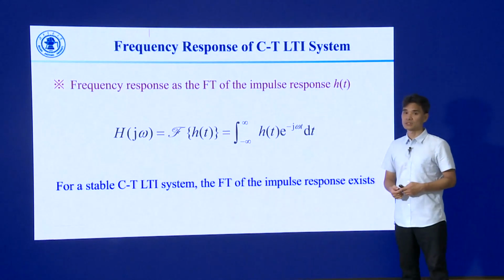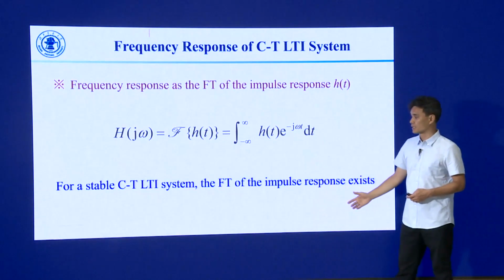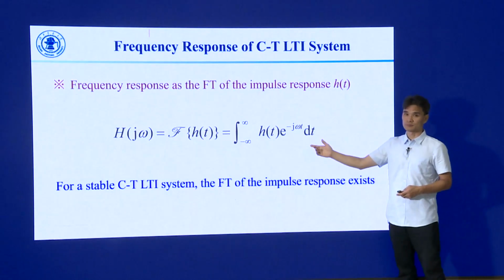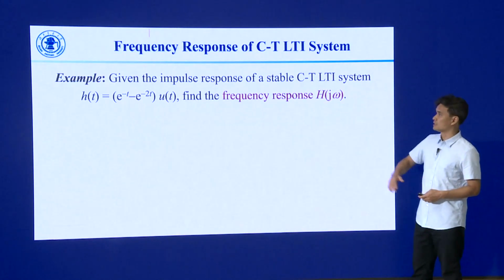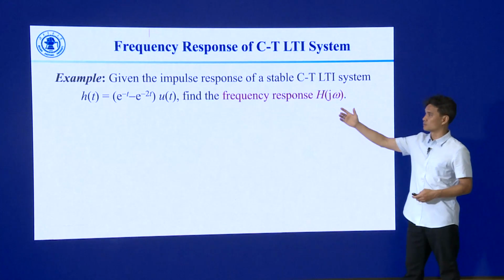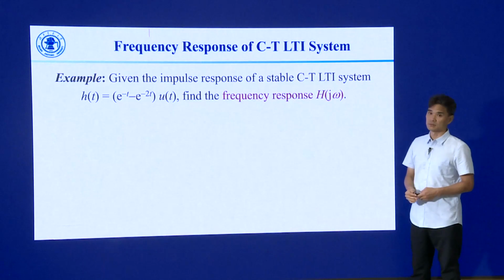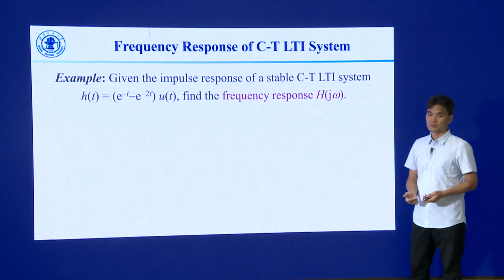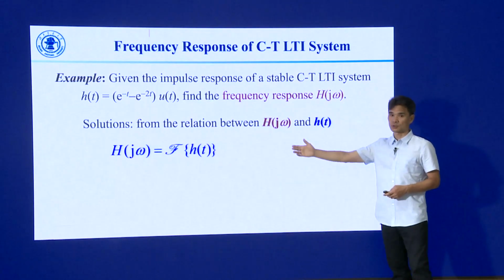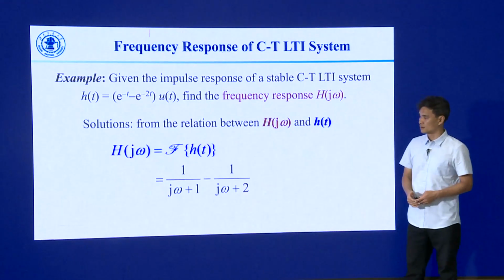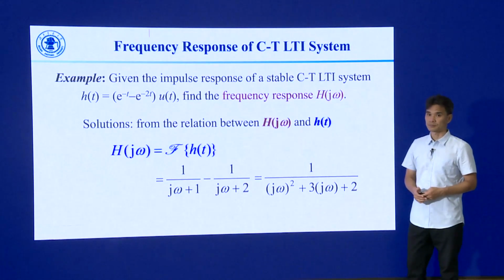But here's a limitation: only for a stable continuous-time LTI system can we have the Fourier transform. Here's one example. We have a continuous-time LTI system whose impulse response is given there. And what is the system's frequency response? That is pretty straightforward. We can use the Fourier transform. And this is the system's frequency response.